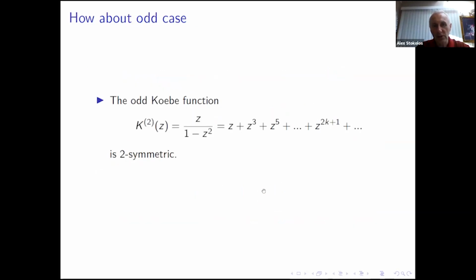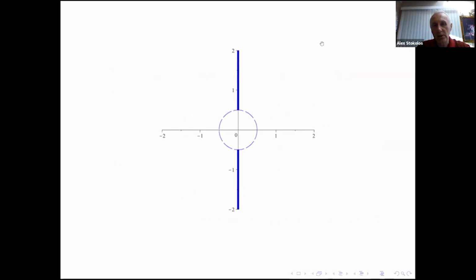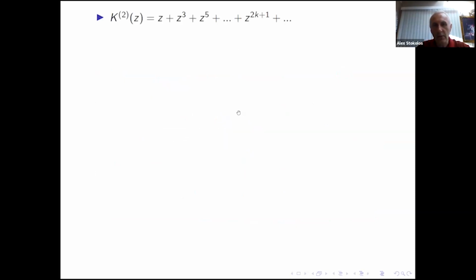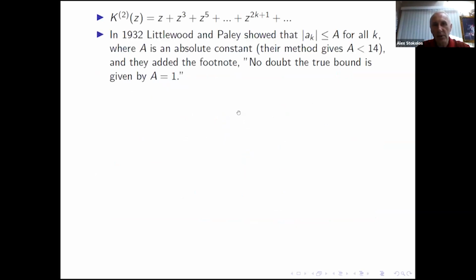How about the odd case? So the odd Koebe function is defined like this one, and this is the range for this function. Here we have a two-slit domain and an empty circle of radius 1/2. And there are a couple of famous conjectures. So Littlewood and Paley showed that coefficients are bounded, and they say that no doubt the true bound is given by a equals 1, like in the Koebe function.